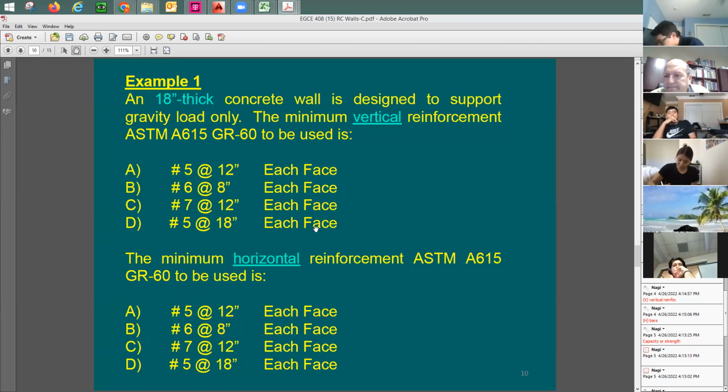Example. Professor? Yeah. So if you only had 1 layer, would you just do it right through the center of the wall? Yes, you put it in the middle of the wall. Okay, thank you.